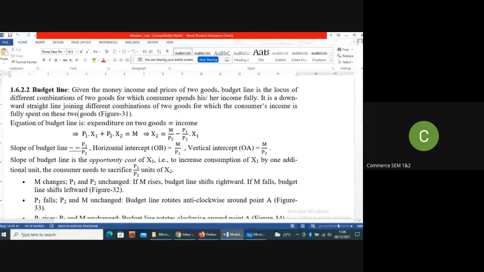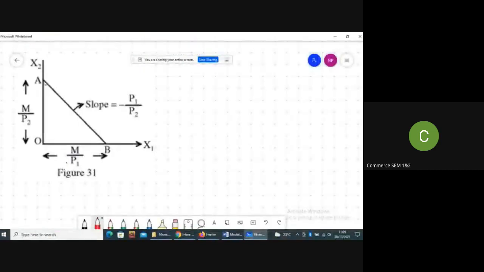Now, we come to the equation of the budget line. First, look at the picture. So the budget line will look like this. Here, in the horizontal axis, we are taking commodity X1, and in the vertical axis, we are taking commodity X2.